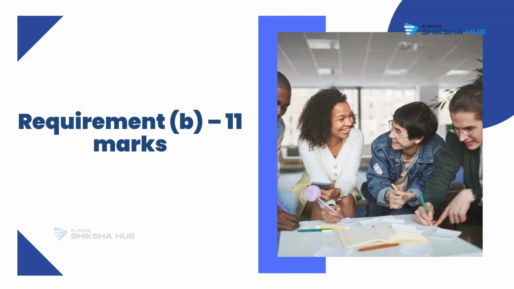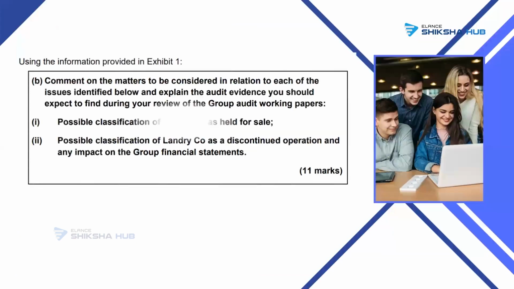Okay. Now let's come to requirement B. So what was requirement B? Question number 2, that was for 11 marks. Comment. Verb. Guys, focus on the verb. Comment on matters to be considered in relation to each of the issues. First of all, comment on the matters. Second verb, explain the audit evidence you should expect. There were 2 areas, held for sale and discontinued operation.